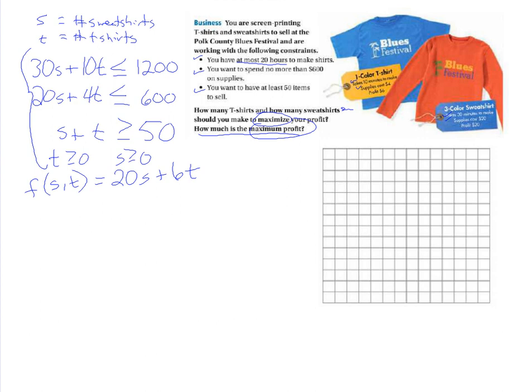Here's where we left off. We have sweatshirts and t-shirts. We have our system of inequalities. We have our objective function written down. We came up with all this information from that list of stuff off to the right. Now what we need to do is graph this thing.